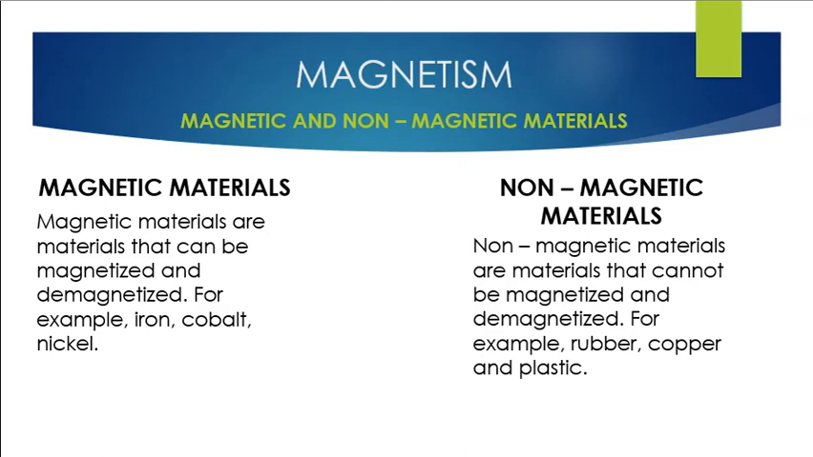To get the meaning of these two words that we've encountered here, magnetized and demagnetized, it's very good of you to look out for our next physics lesson. We'll be looking at how we can magnetize something and how we can demagnetize something.